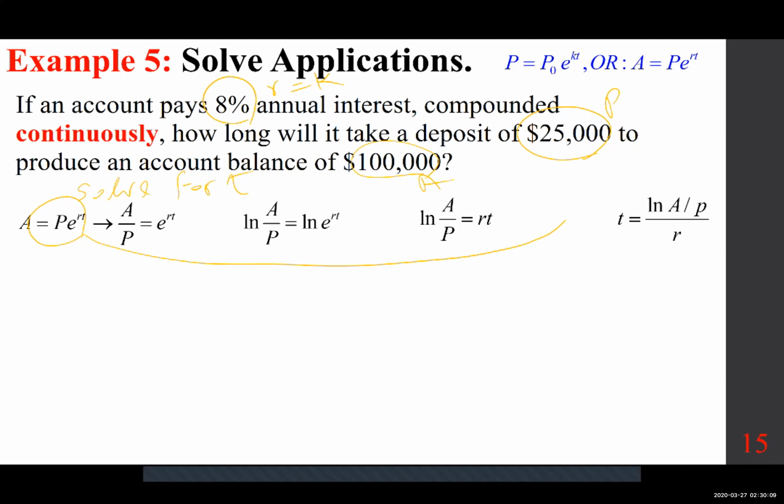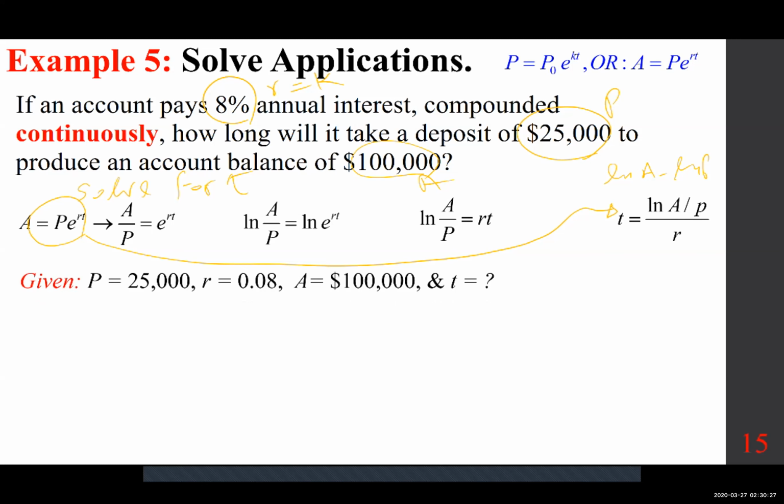That's the idea. Needless to say, ln of A over P is the same as ln A minus ln P. This is in case one. And so T is ln A over ln P. So in this example, this is the given, and T is missing.